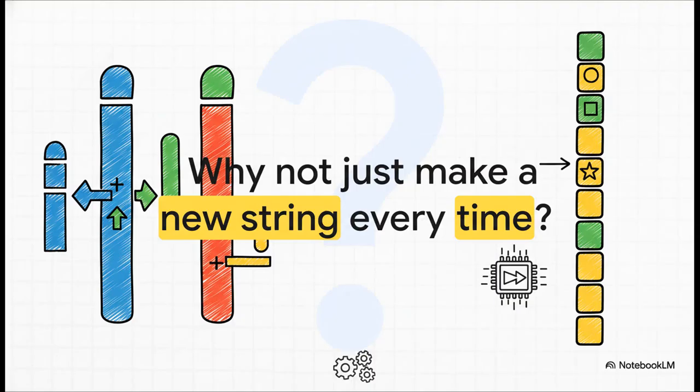Okay, hold on. I get the binder thing, it makes sense. But I'm kind of stuck on the why. Last time, when we wanted to change a string, we just made a new one. It worked. Why can't we just keep doing that?